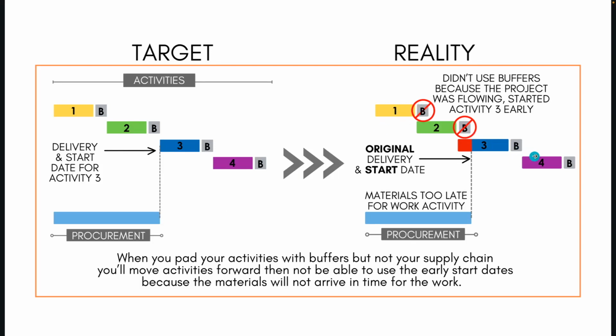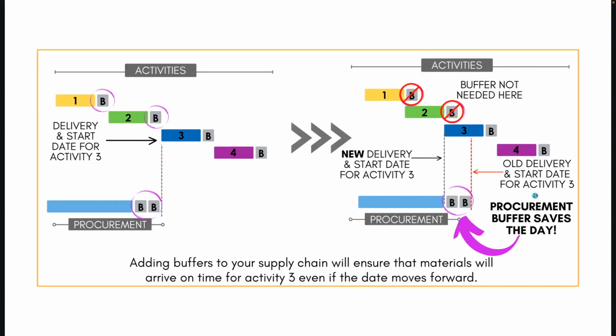If activities 1, 2, 3, and 4 end up not needing those buffers, they will start to move forward. So if you look at activity 3 here, it came forward, but because we didn't also put a buffer in the supply chain, now the materials are not ready. And so buffers are even needed in the supply chain. So check this out. If you are going to have buffers inside the activities, you should also have buffers in the supply chain, so that if you don't need those buffers and activity 3 comes forward, you're still fine because you had buffers in the supply chain. So the proper use of buffers throughout your schedule is just crucial.